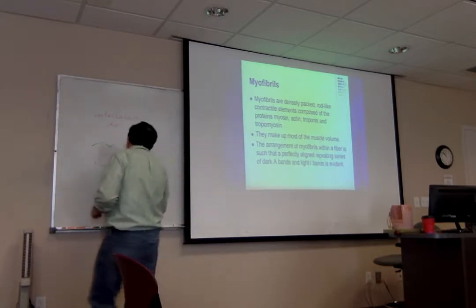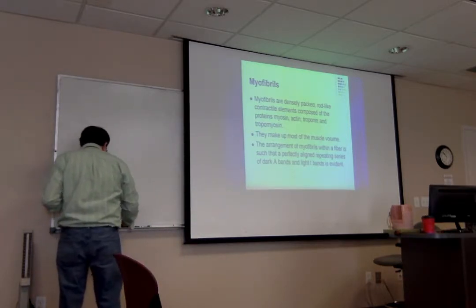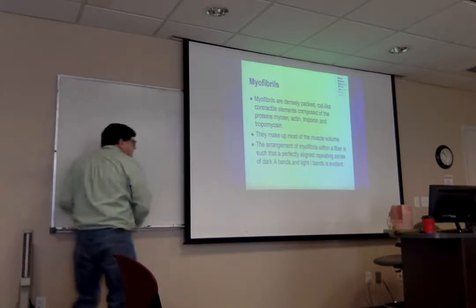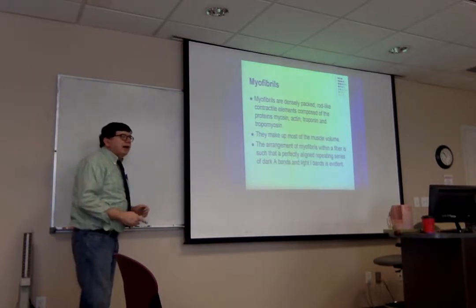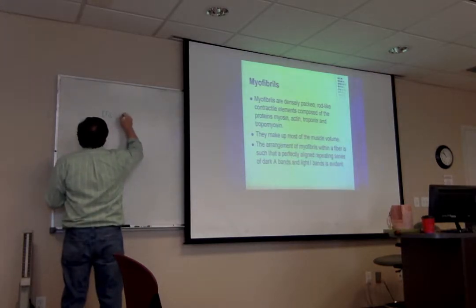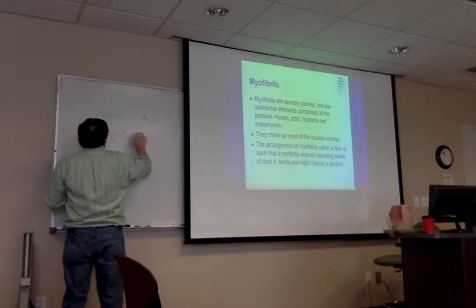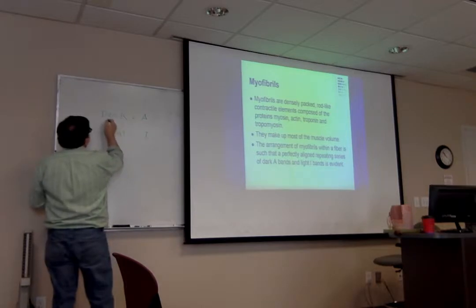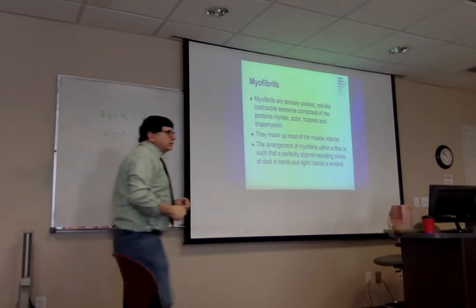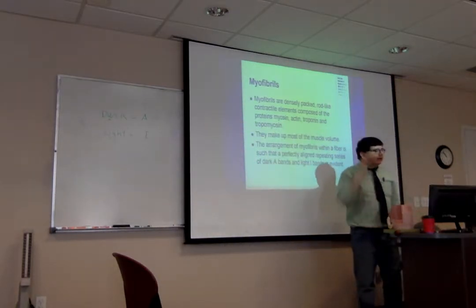Now, the dark bands, we're going to call these A bands, and the light bands, let's call those I bands. So dark bands are going to alternate with light bands. Dark bands are A bands, and light bands are I bands. You remember it like this, the second letter. The second letter in dark is A, the second letter in light is I.